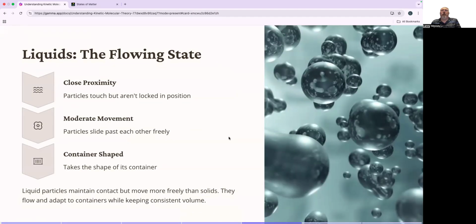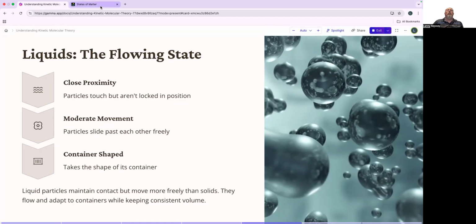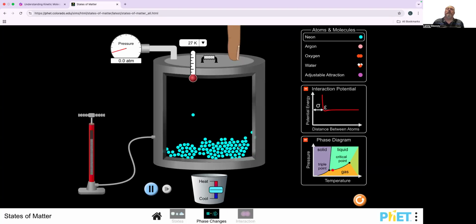Again, liquids are in close proximity, but they're not locked into position. That's the biggest difference between liquids and solids. Liquids can flow and move. Particles slide by each other freely, and they will take the shape of the container. So the liquid particles maintain contact, but move more freely than in solids. They flow and adapt to their containers while keeping a consistent volume, which we see in our simulation here.